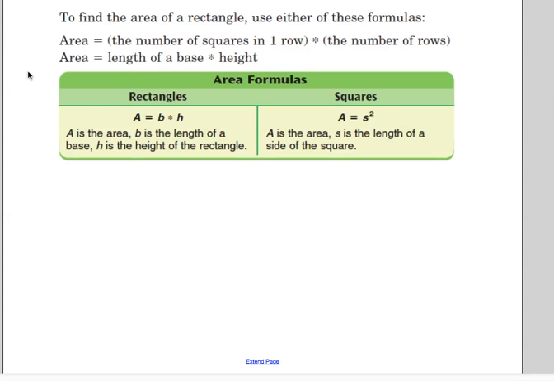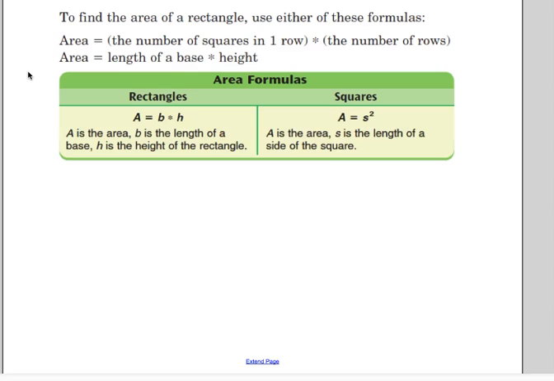Now, to find the area of a rectangle, you can use either of these formulas. The area equals the number of squares in one row times the number of rows, like we just did. Or, to think of it another way, it's the length of the base multiplied by the height. We have a formula that we can use to describe this. Now, a formula is like a rule that you use to find a certain kind of answer.